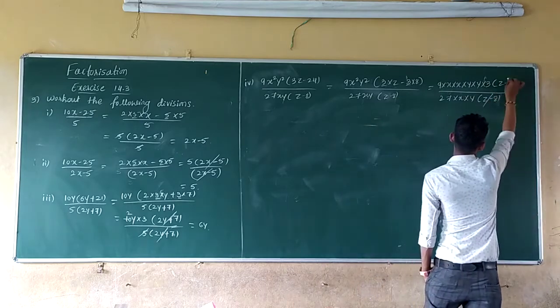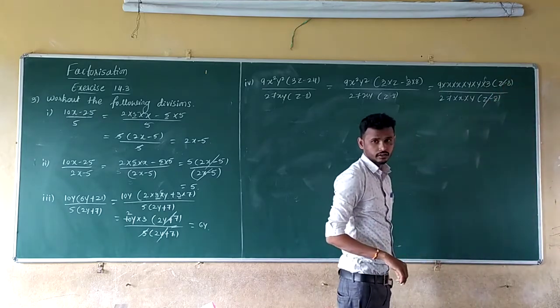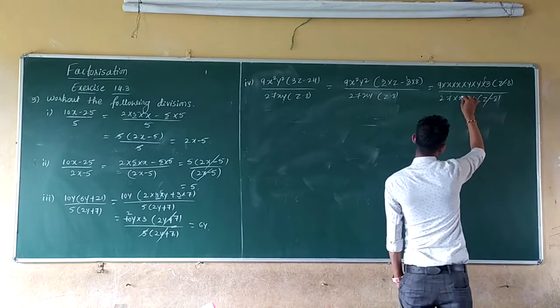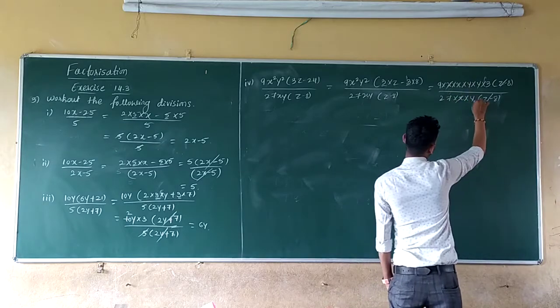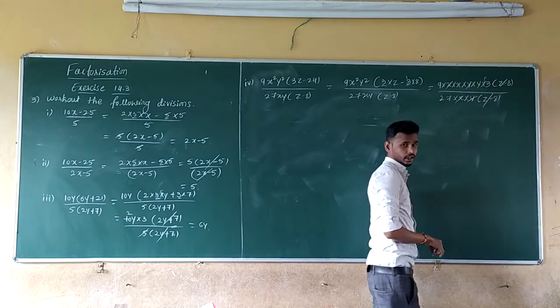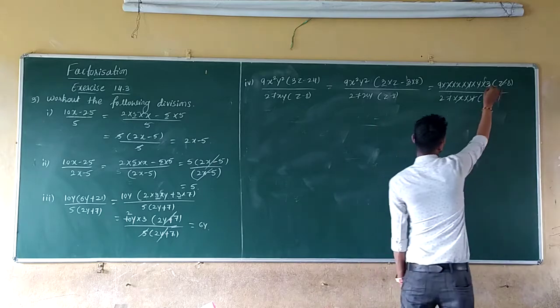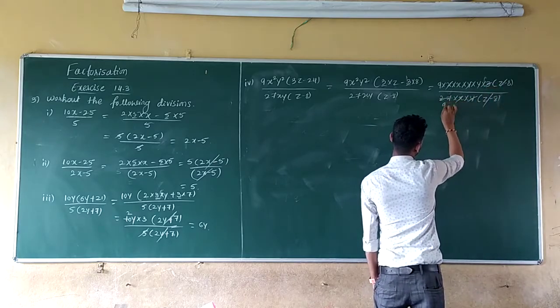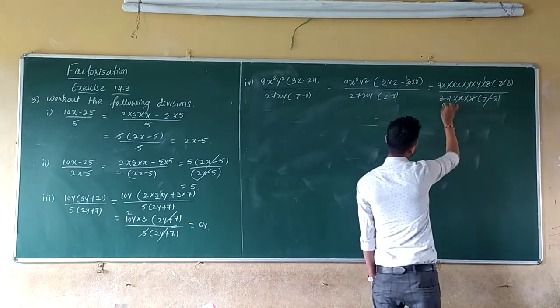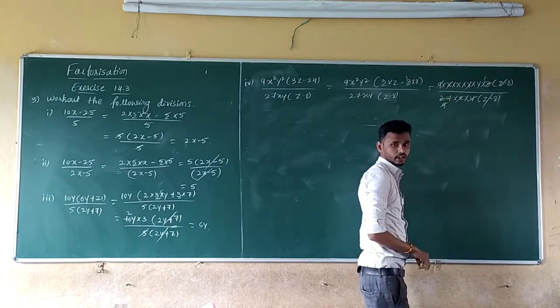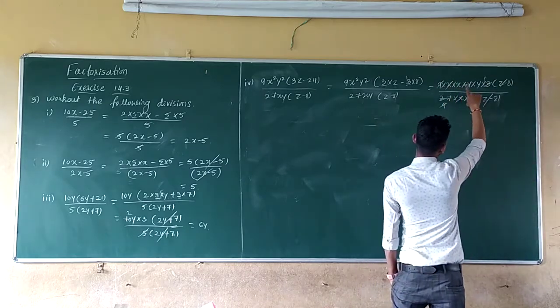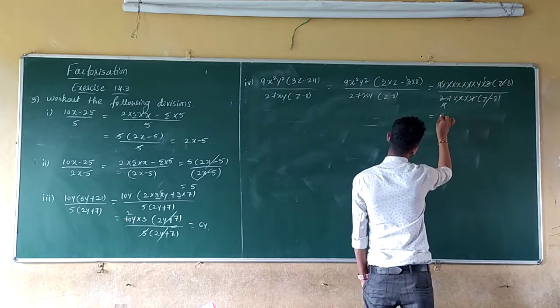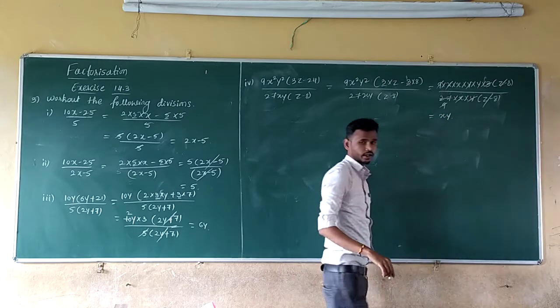So here z minus 8 get cancelled. Next, x gets cancelled, 1y gets cancelled. Next, 3 1s are 3, 9s are 27. 9 1s are 9, 1s get cancelled. What remains here now? See, x into 1, that is x1.